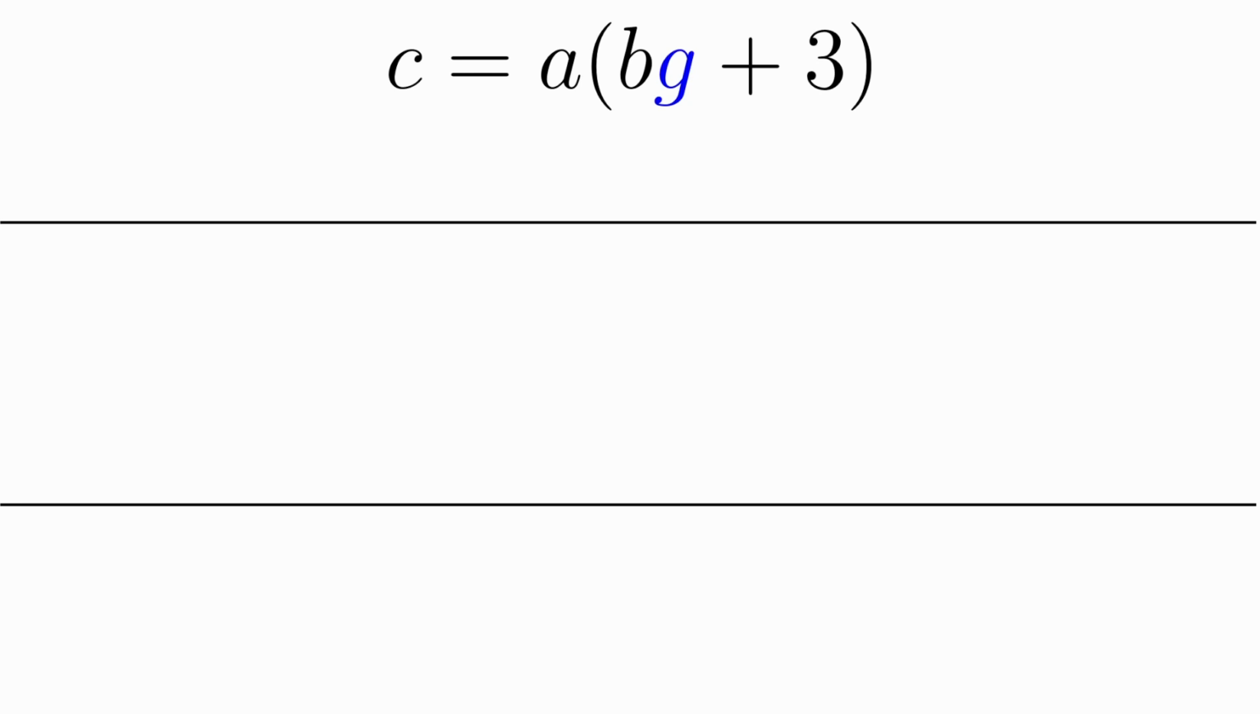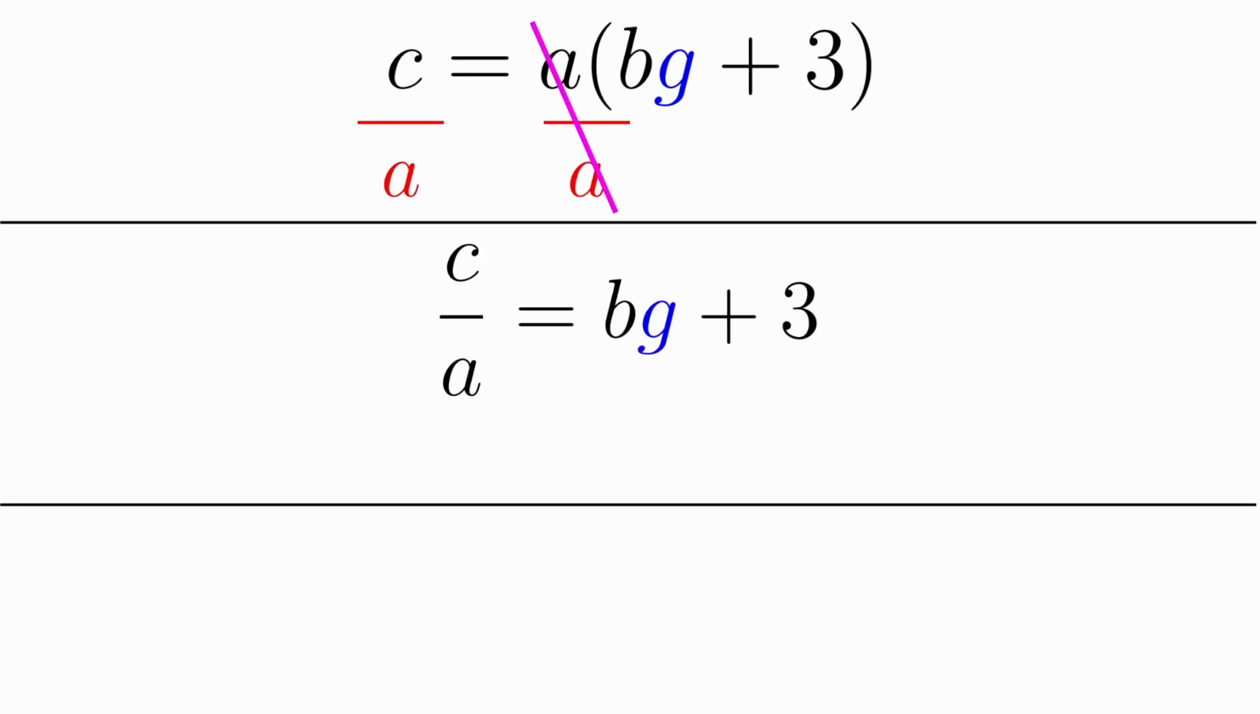So the opposite of multiplication is division. We'll divide both sides by a. We get c over a equals bg plus 3. Now we'll do addition and subtraction before we do the multiplication, so the 3. So we're going to take away 3 from both sides.